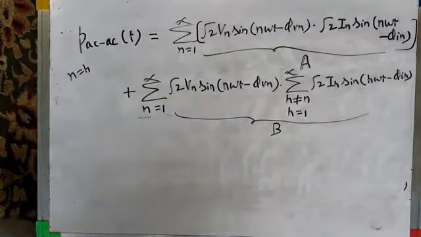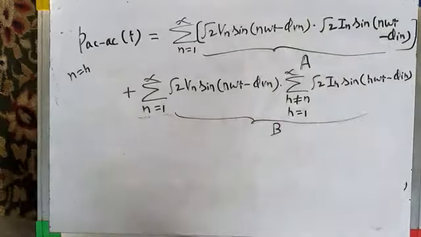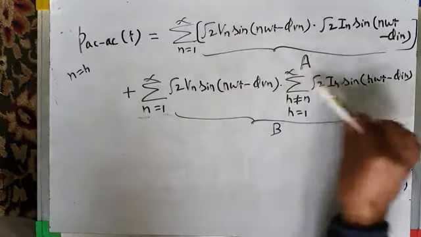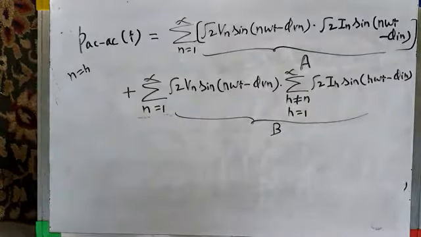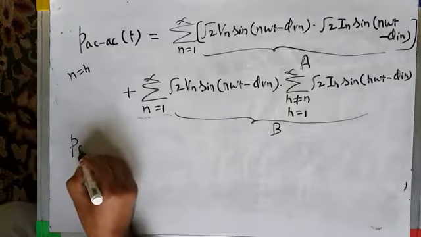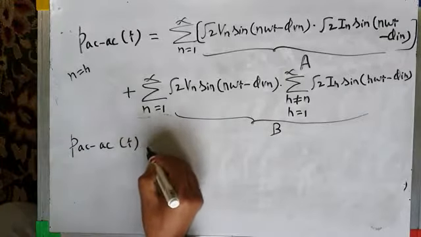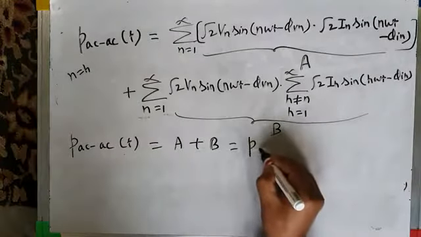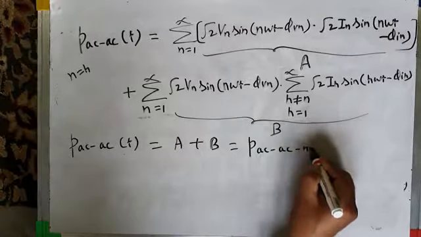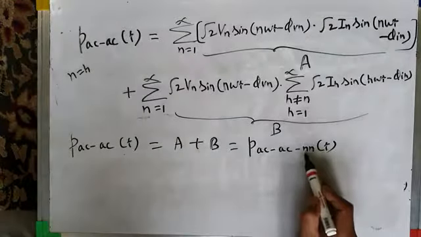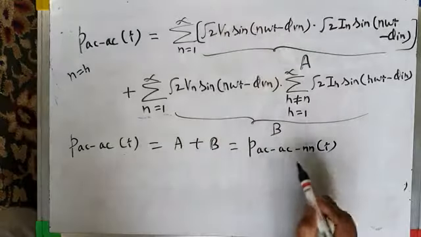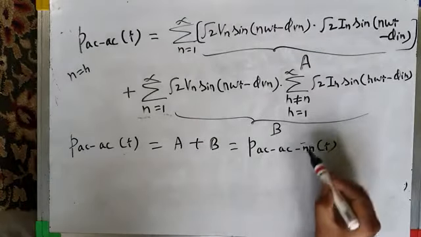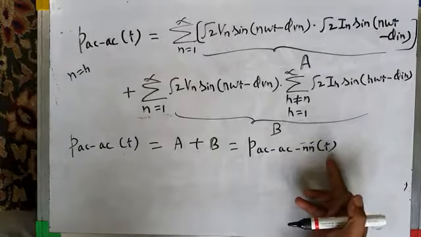So the terms in equation A form similar frequency terms, and the terms in B form dissimilar frequency terms. Therefore I can write P_AC-AC(t) is equal to A plus B. Now I can represent A like this: P_AC-AC,nn(t). Here the first n belongs to voltage, the second n belongs to current. I mean, they are similar frequency components.